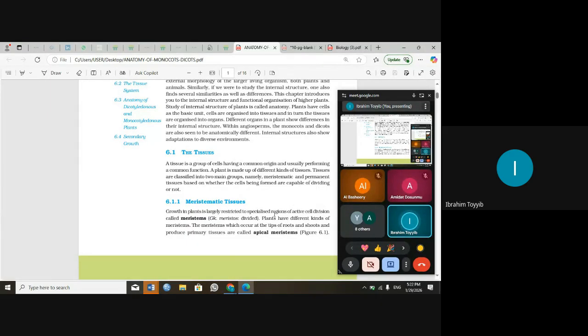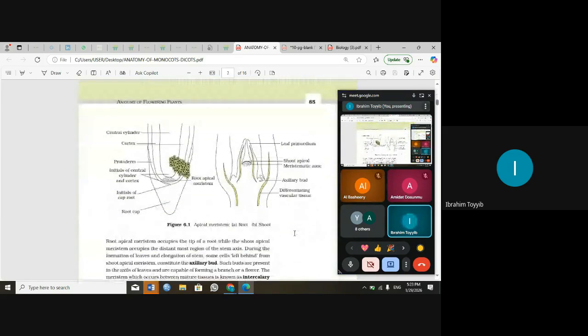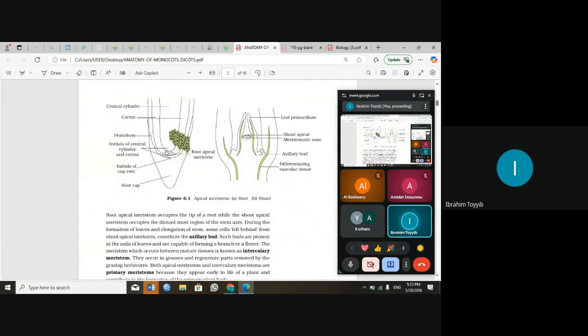Because it is the tips of the roots and also the tip of the shoot, cell division occurs there. So this is called what? Meristem. The tip of the shoot is called apical meristem. That's the apices, apical meristem, and it produces primary tissues. So the meristem which occurs at the tips of the roots and shoots and produces primary tissues is called apical meristem. Note that. This is the apical meristem. This is of the roots. This is the shoot. So they are actively dividing cells.